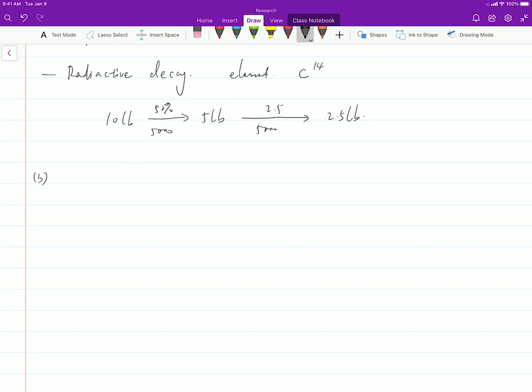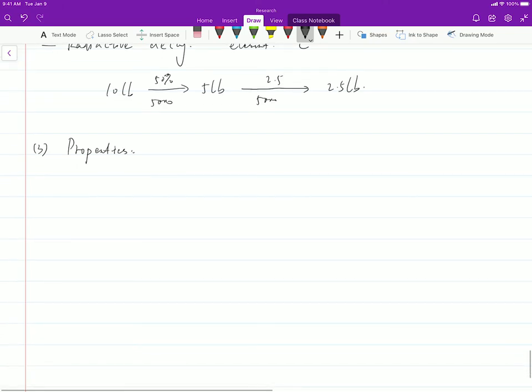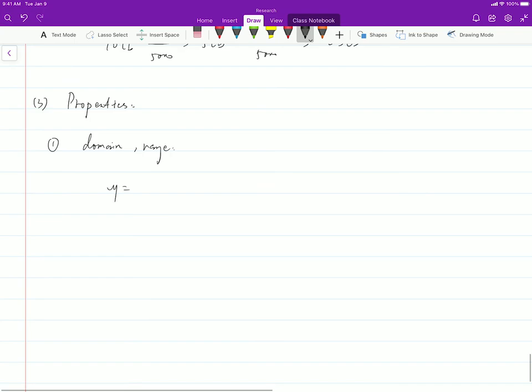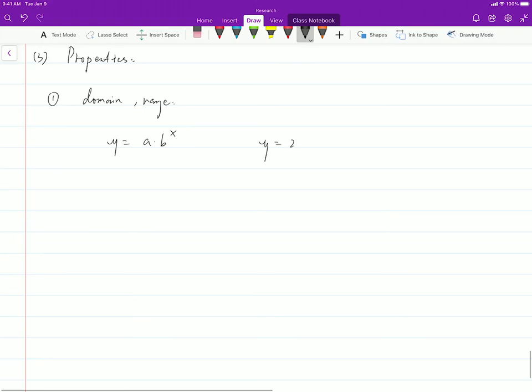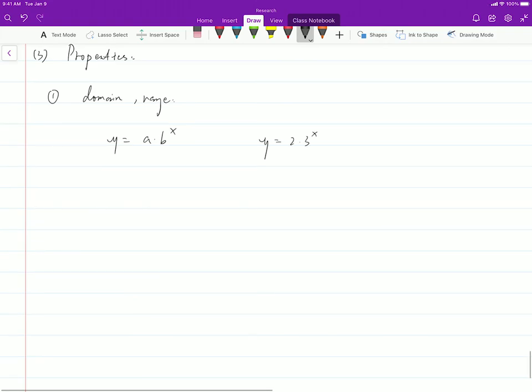The third thing is, when we start a function, we want to see the properties. Okay. Several things. The first one is always domain and range. Okay. y equals a times b to the x. What's the domain? What's the range? If you think it's hard to think about, give yourself some examples. Okay. What number can I put here? Can I put 3 to the 2? 3? 4? 1.5? 1,000? 10 million?